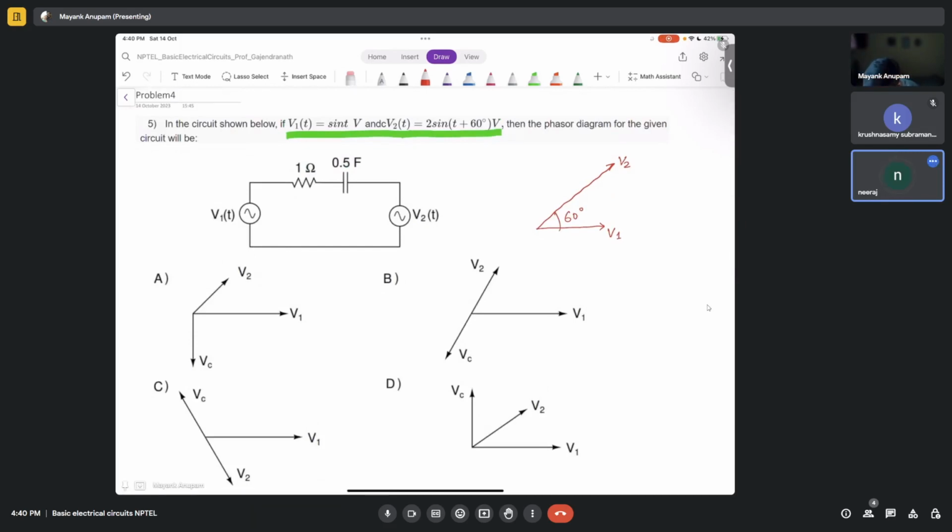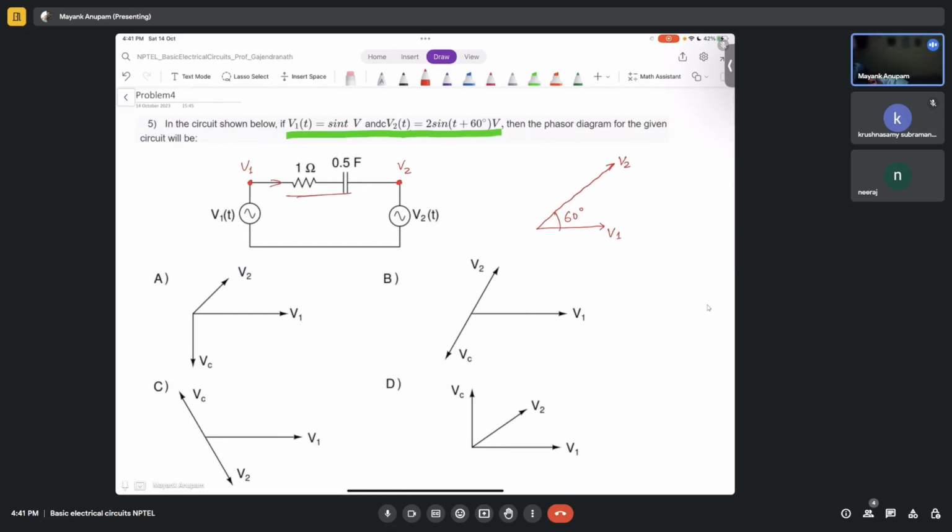Triangle of addition or parallelogram, whichever. So tell me what will that be? How will you do it? You know that in terms of phasors, you can simply add them, right? Yes, you are correct, but what will be the current, by the way, in this branch? V1 minus V2 divided by 1 plus whatever the impedance of this is.